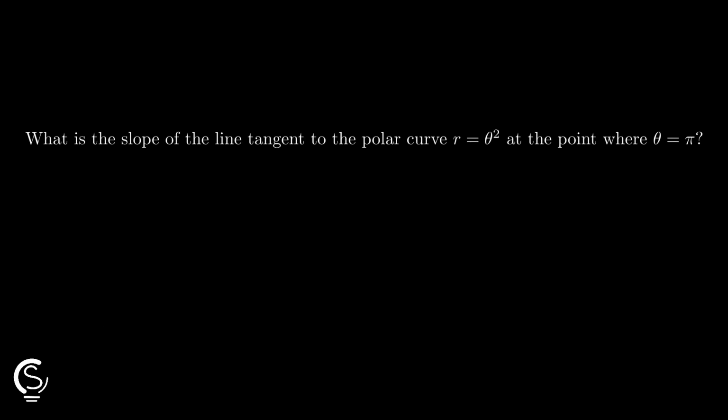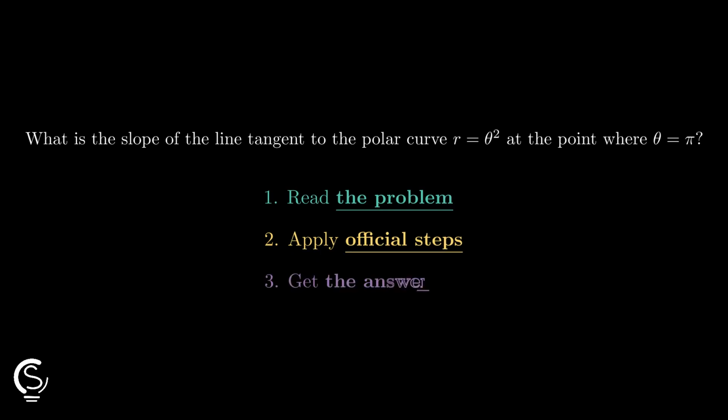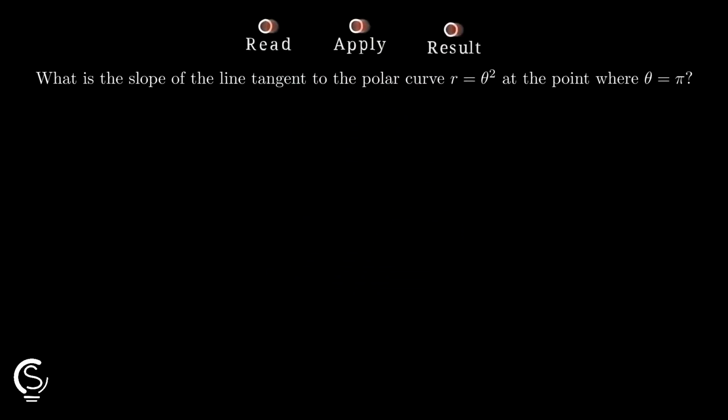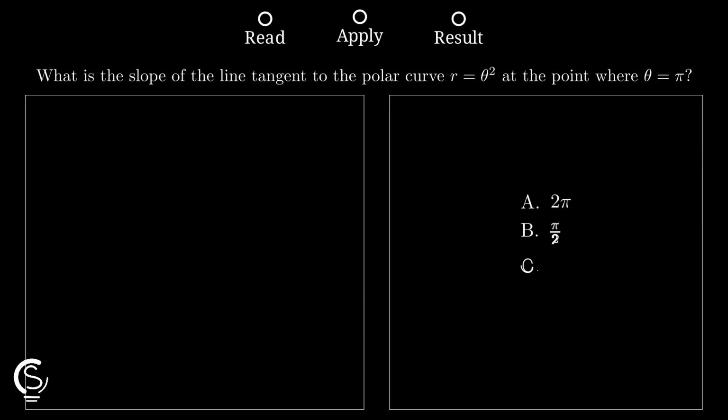Let's level up. Polar tangents look scary, but this one collapses fast once you use the slope formula and plug in theta equals pi correctly. For a polar curve, use x equals r cosine theta and y equals r sine theta. Then dy over dx equals dy d theta over dx d theta. Watch this. It organizes everything.